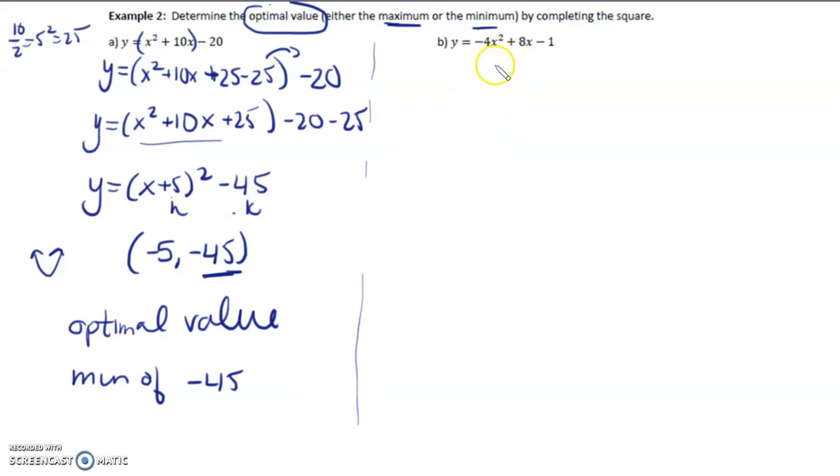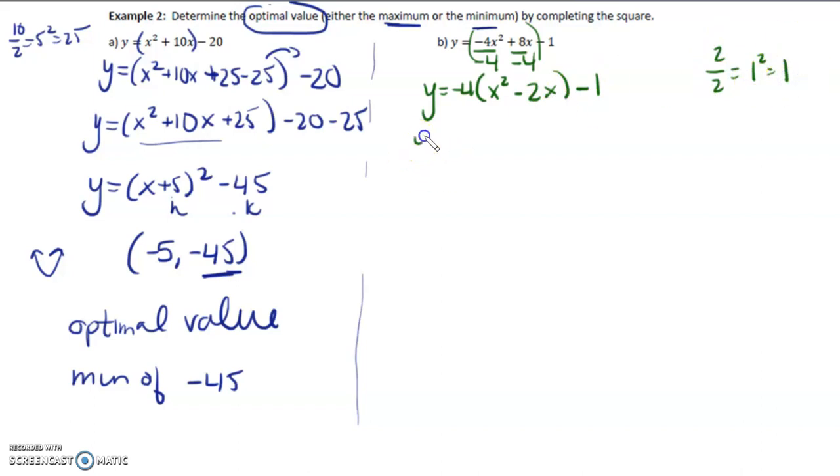Okay, next one. We have to divide out that negative 4 because we need the leading coefficient to be 1. So we get x squared minus 2x minus 1 on the outside. We don't have to factor out that negative 4 from the 1 because we're grouping the first two terms. Now, take that x term to the side of your paper, divide by 2, and then square it.